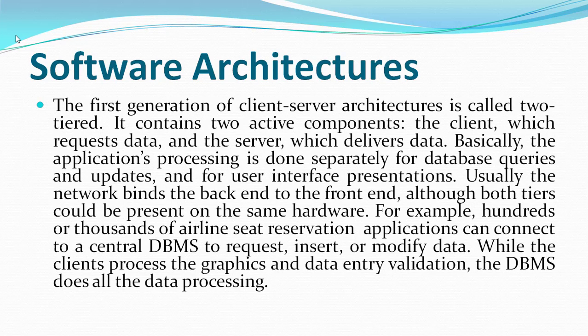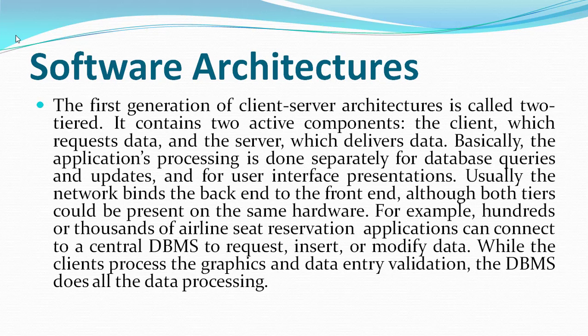Next is the software architectures. The first generation of client server architectures is called two-tiered. It contains two active components: the client, which requests data, and the server, which delivers data. Basically, the application's processing is done separately for database queries and updates and for user interface presentations. Usually, the network binds the back end to the front end, although both tiers could be present on the same hardware.